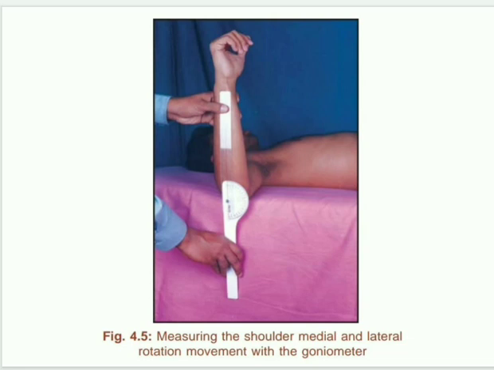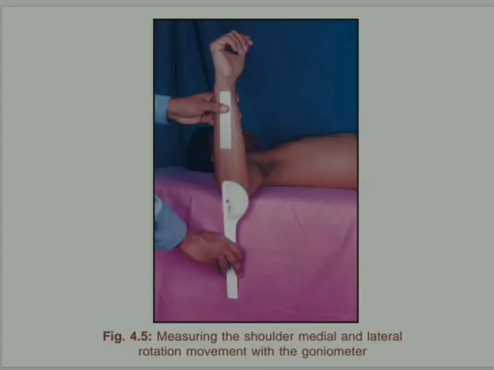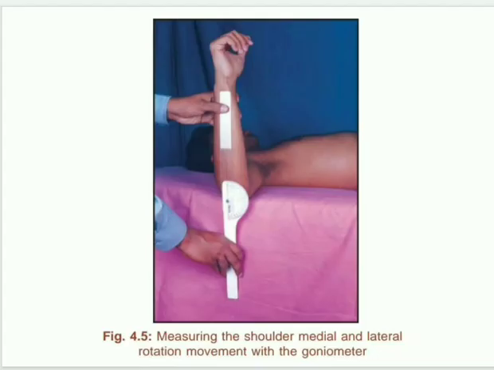That is your position. The position must be supine lying, and your arm should be abducted 90 degrees, elbow bent. Then the fulcrum must be placed at the center of the elbow joint, that is your olecranon process. And the stationary arm is perpendicular to the mid-axillary line of the thorax, and the movable arm is parallel to the longitudinal axis of the ulna. These are the points you need to remember.